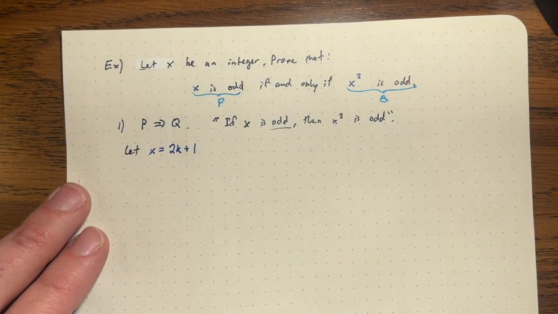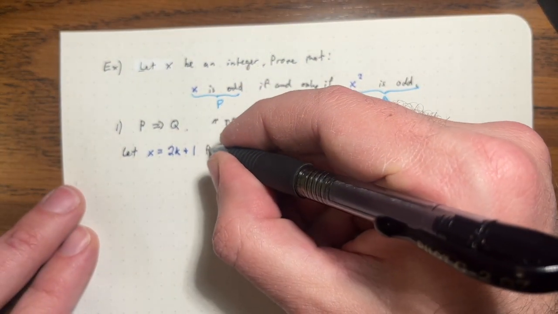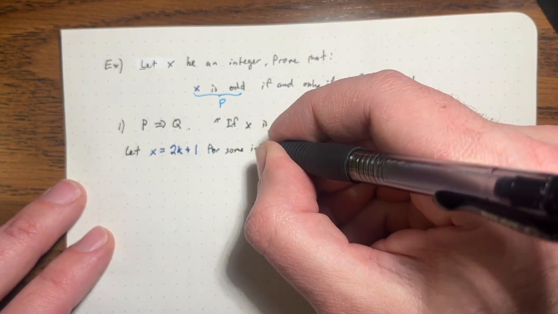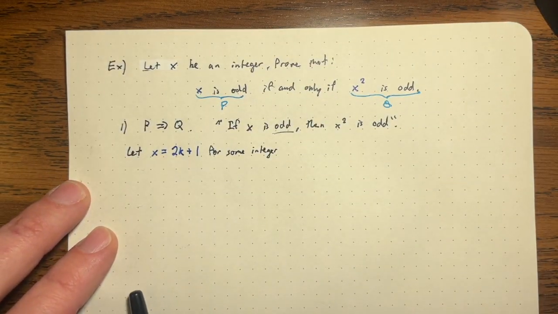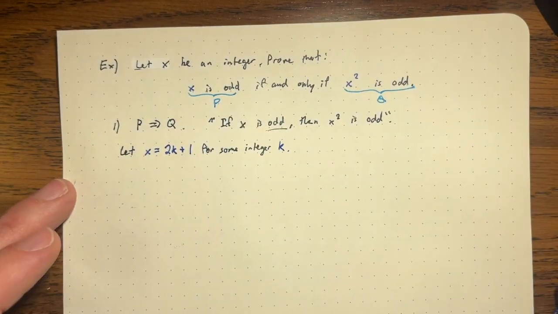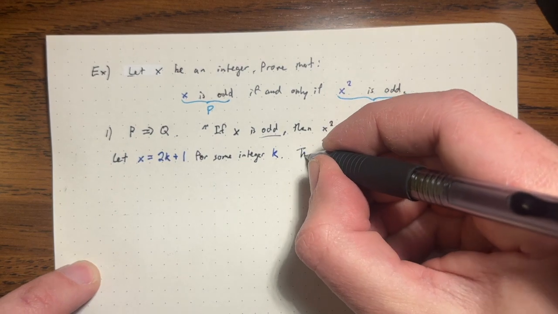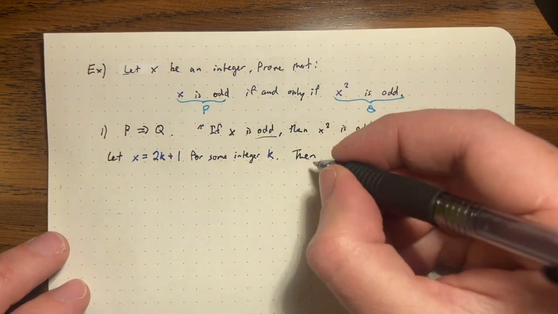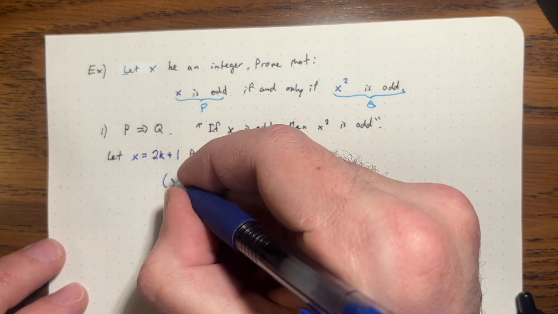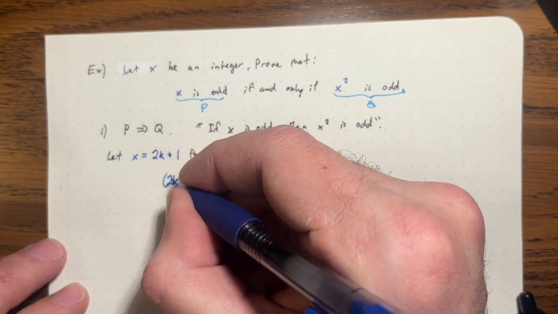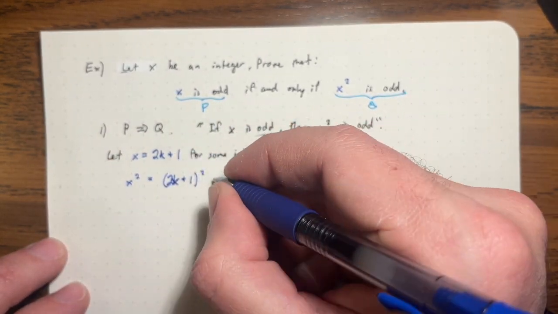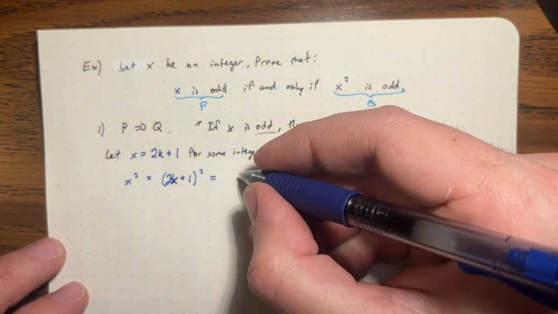And now I need to show this. I'll emphasize that I forgot to do this last time, but for some integer k. K is an integer, it's not an irrational number or anything like that. Then, let's square it. I want to show that the square is odd. So the square of x is (2k plus 1) squared, as x is odd and we can write it in this form.